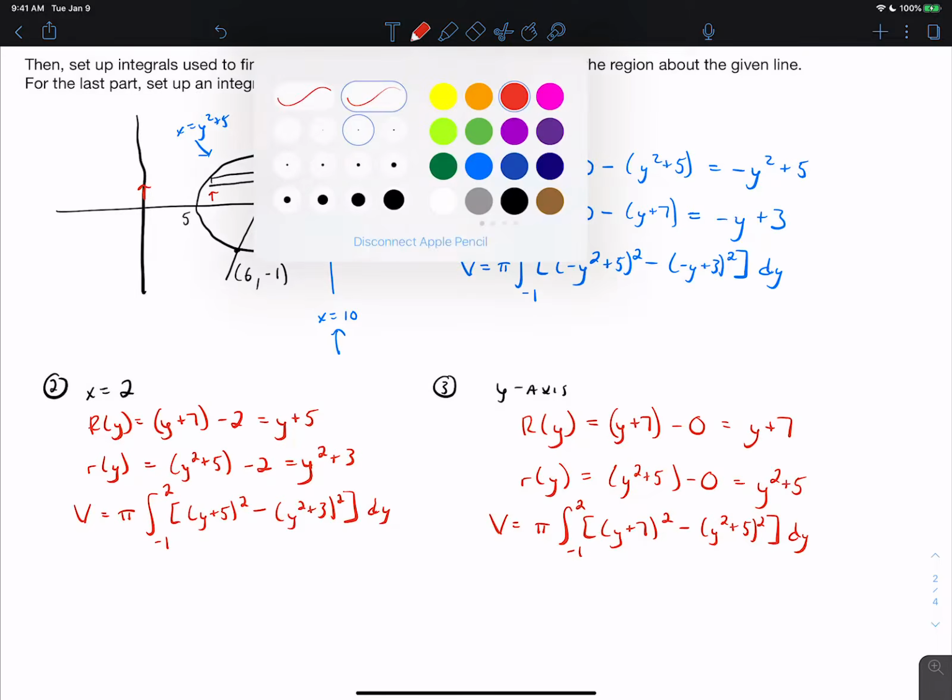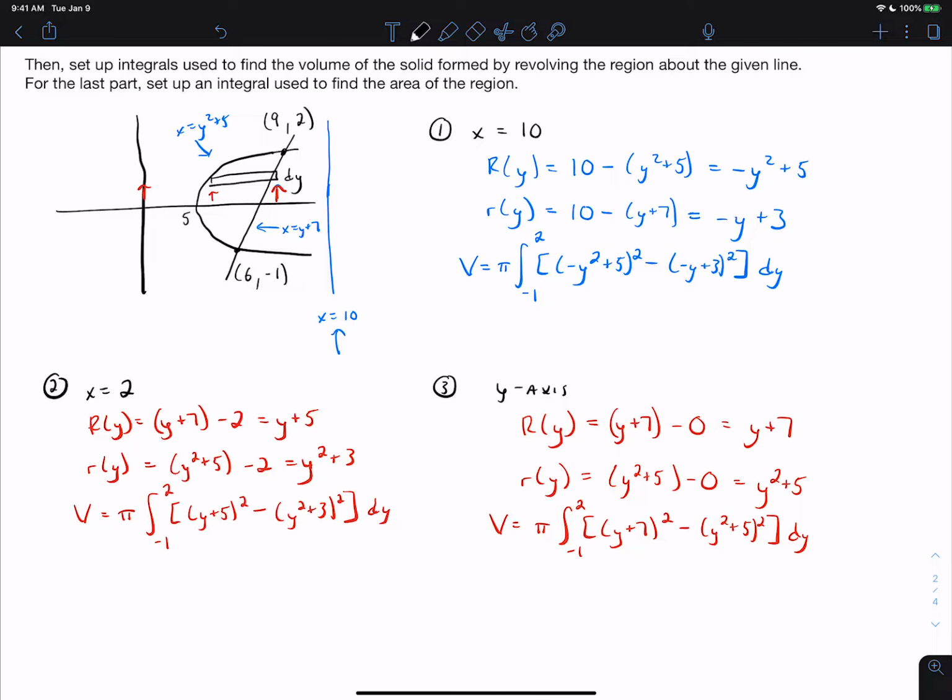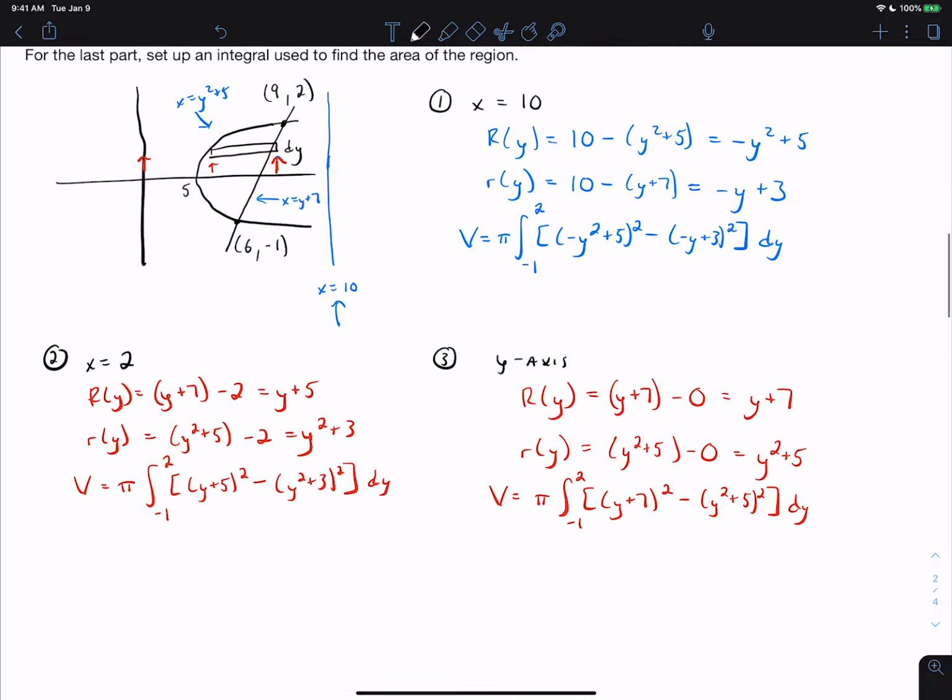Let's do 2 more volume problems. Number 4 will be y equals -7, and number 5 will be y equals +4. Pause the video, try those problems, and then check them with me in just a couple minutes.